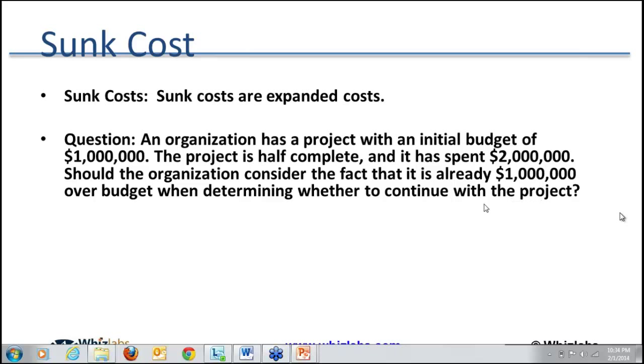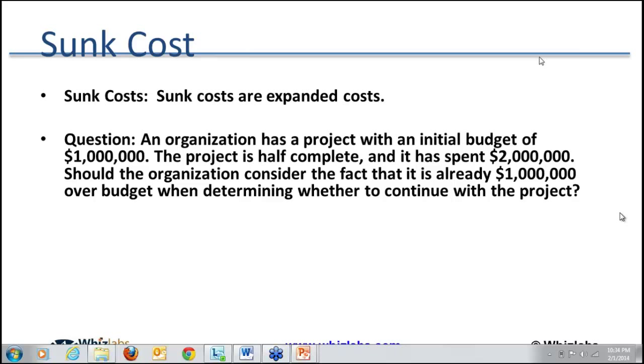See, the initial cost was only 1 million, and the sunk cost is going to be more than that 1 million. At this time we have to rethink, because I think the sunk cost should be some fraction of the initial budget. It should not be more than that. Okay, so let me tell you.